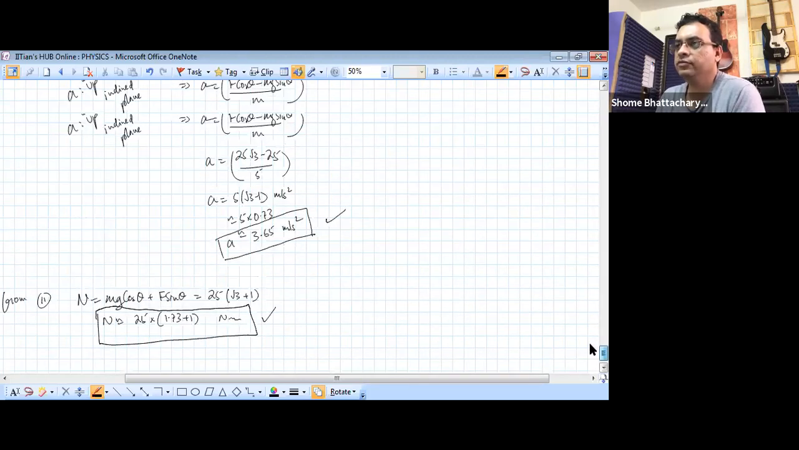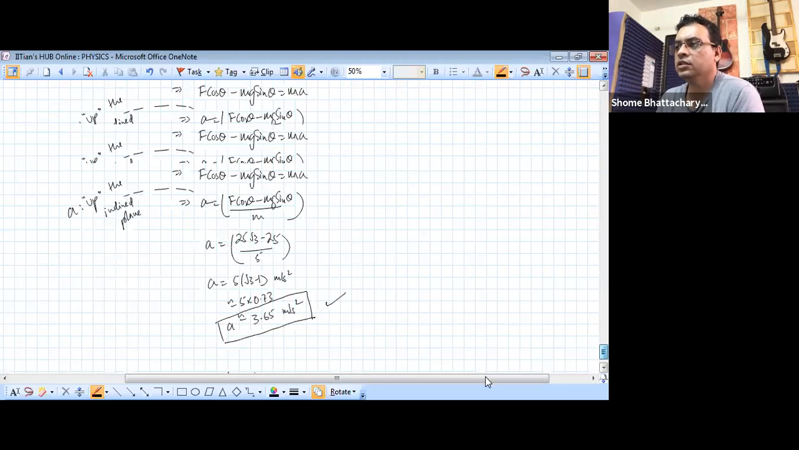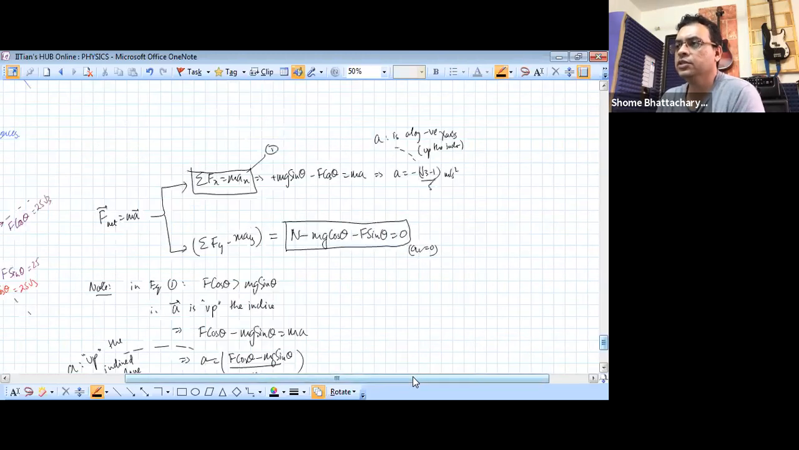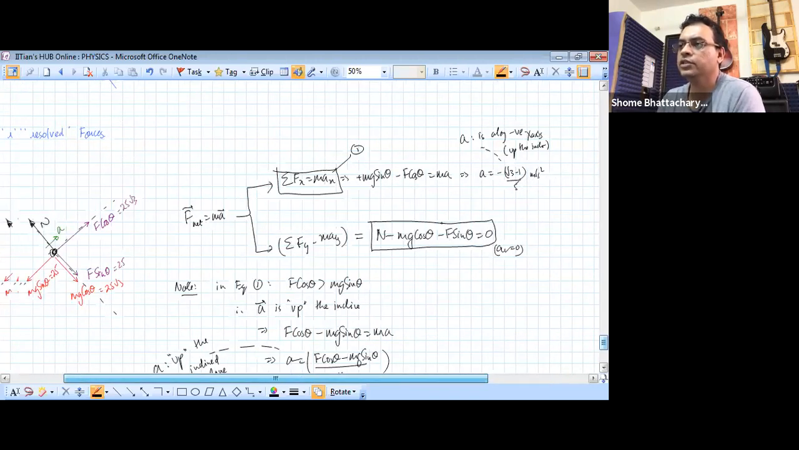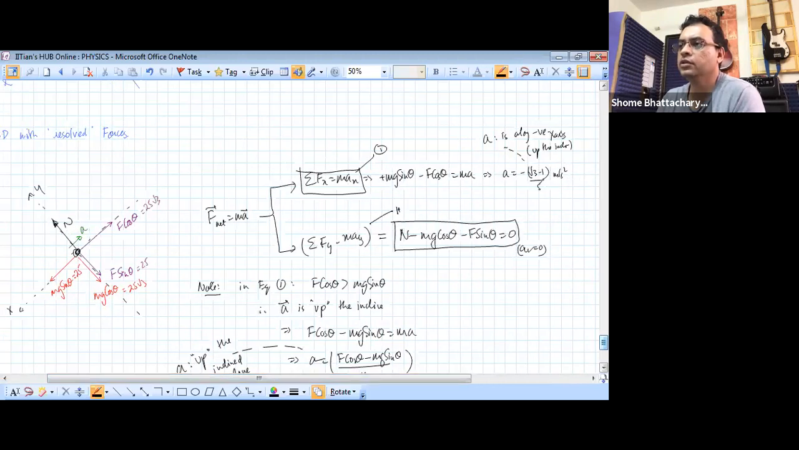Okay, so let's go back to the FBD with the resolved forces and our Newton's laws equations once, and make sure you understand the correlation between this. The rest is just solving, but how we came to equation 1 and equation 2, that is the important thing.